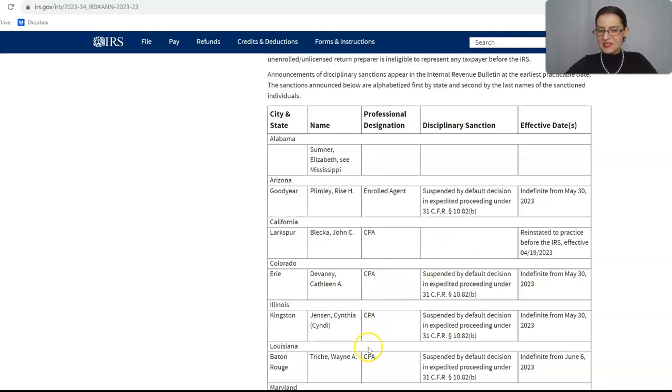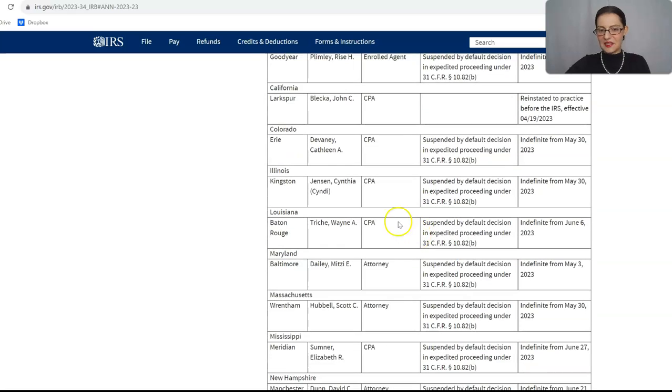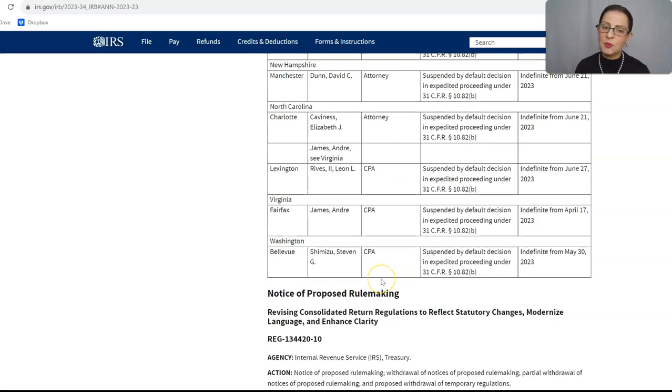It tells you their names. It tells you the type of licensing that they have. A lot of CPAs, attorneys on this list. There's more CPAs and attorneys than there are enrolled agents. So it's not necessarily that CPAs get in trouble more or anything like that. There's just more CPAs in practice than there are EAs. But all of these names are public. This list is searchable on the IRS website. You can download these names. So I feel like you should try to avoid getting in trouble because you don't want your dirty laundry aired out on the IRS website.